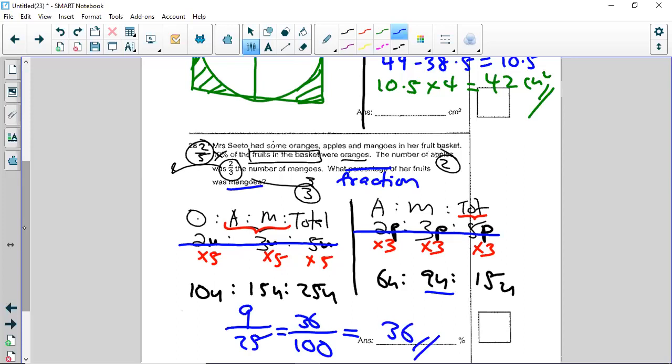Understand? Okay, so if there's a percentage in your problem, what do you do? You change it to a fraction. And then you have a fraction problem, and then you have two methods to choose. You have ratio method or model method. So in this problem, I use ratio method. Understand? Okay.